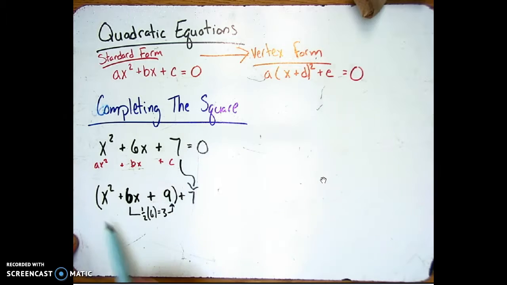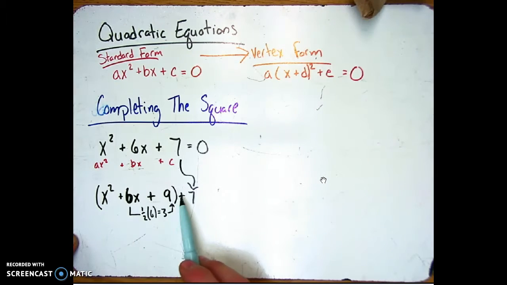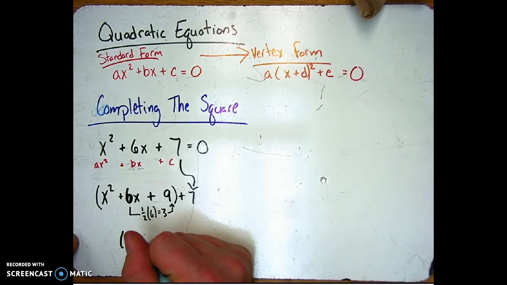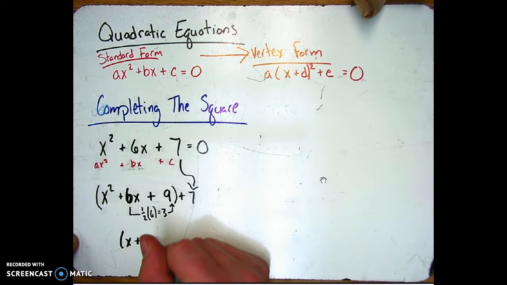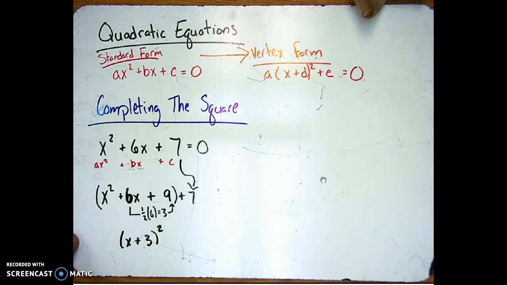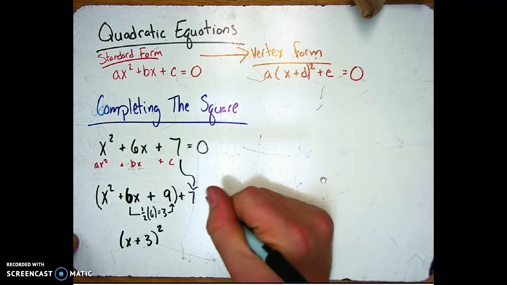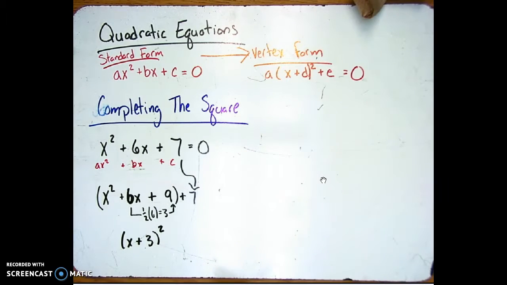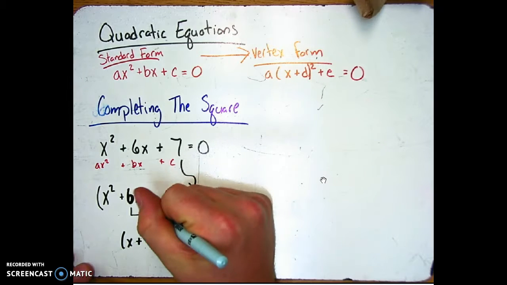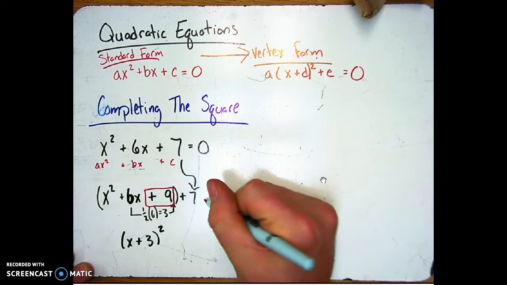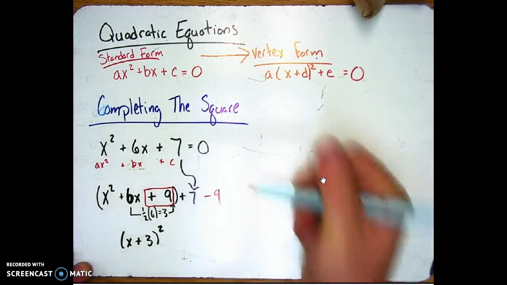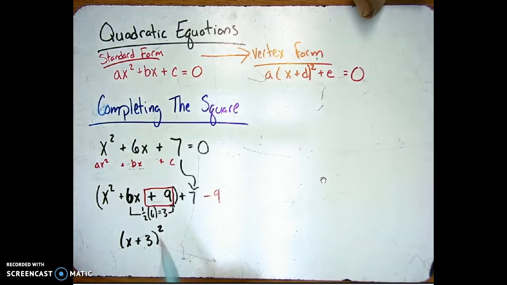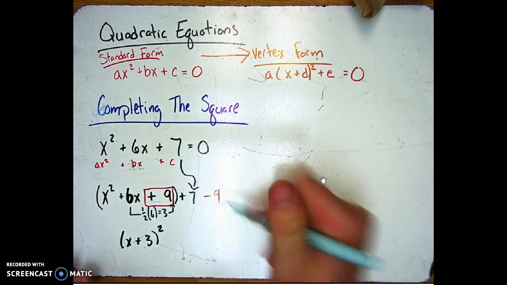Now what we have is x squared plus 6x plus 9. This is a perfect square trinomial. X plus 3, the quantity squared. Now since we added 9 on this side, so that I don't keep this unbalanced, I also have to subtract 9 over here. Right? Because plus 9 minus 9 is 0. So I didn't actually change the value by doing that.